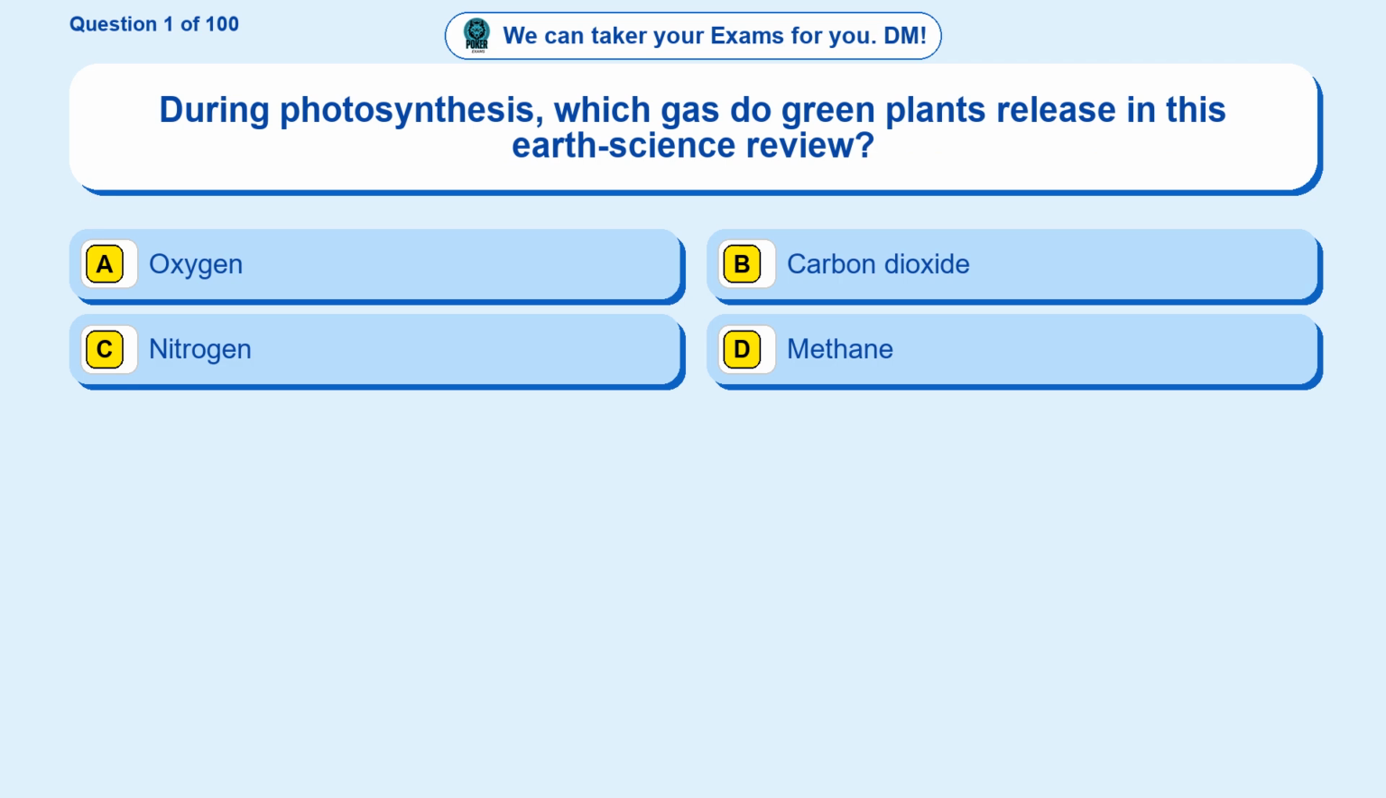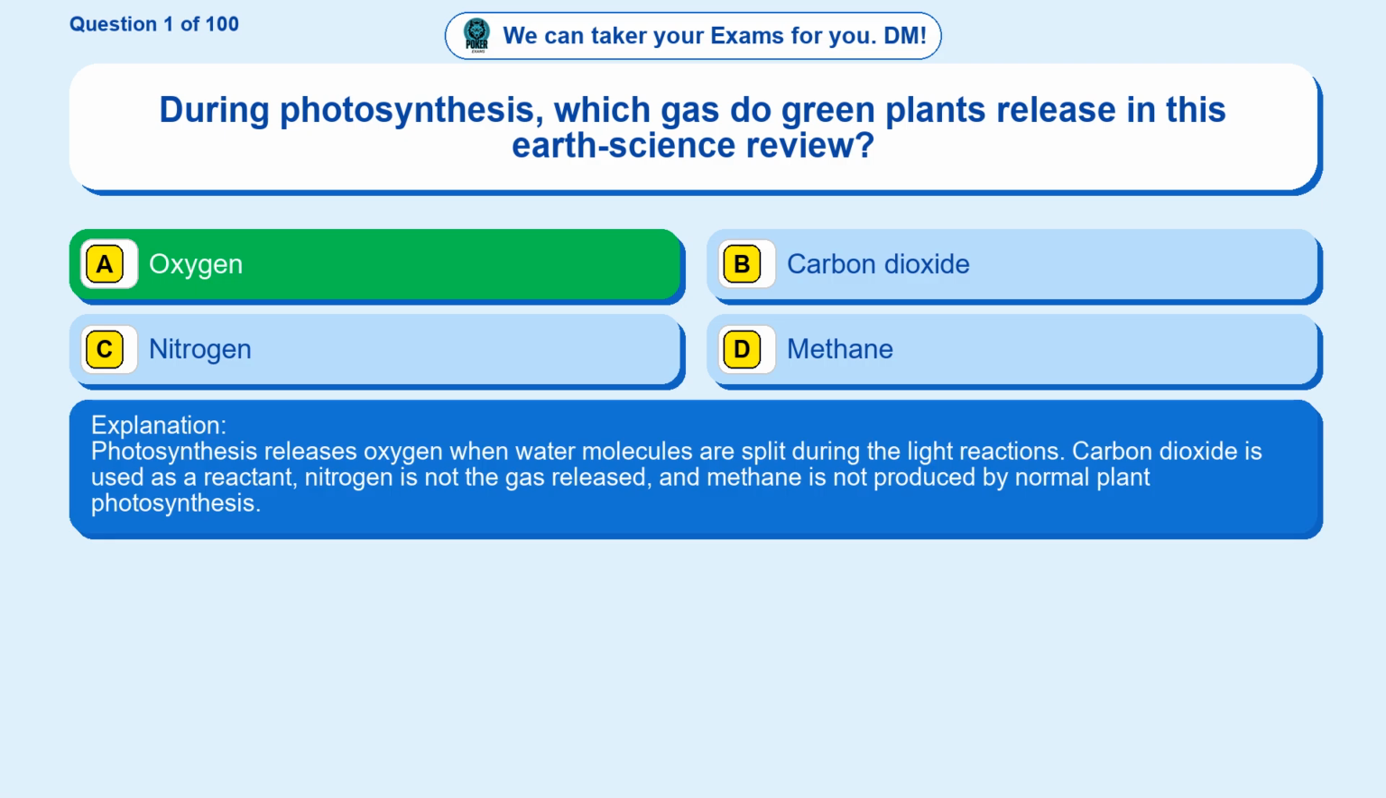Question 1. During photosynthesis, which gas do green plants release in this Earth Science Review? Option A, oxygen. Option B, carbon dioxide. Option C, nitrogen. Option D, methane. The correct answer is option A, oxygen. Photosynthesis releases oxygen when water molecules are split during the light reactions. Carbon dioxide is used as a reactant, nitrogen is not the gas released, and methane is not produced by normal plant photosynthesis.